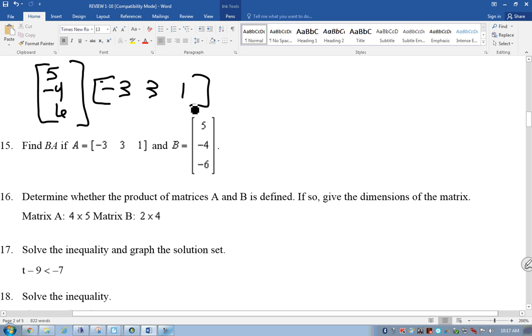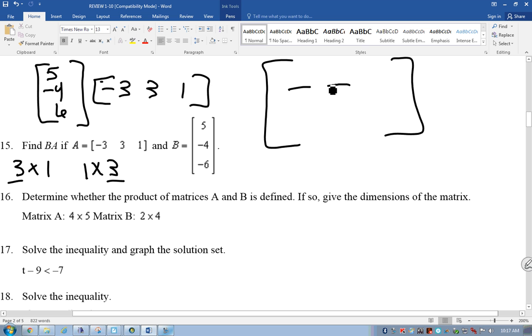Now down here, this is a 3 by 1 matrix, right? Yes? This other one is a 1 by 3. So what should be the dimensions of my new matrix? No, 3 by 3. The 1 and 1 tell me that I can actually multiply them. The 3 and 3 tell me what it's going to look like. So I'm going to have something here, here, here, here, here, and here.